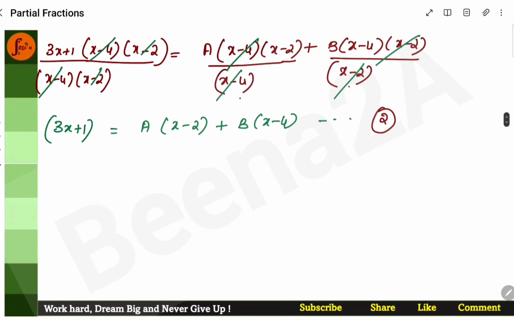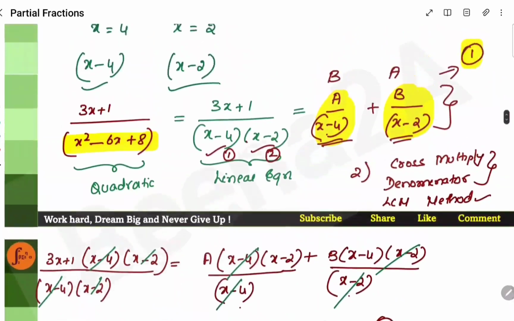Now, what is the next step? We have to substitute, right? What do we have to substitute? X. Now, how do we know the values of x? Simple. Here you have x minus 2. So we'll put the opposite sign. It's minus 2, we'll put plus 2. This is one value. Second value of x here. Here you have minus 4. We'll take the opposite sign, plus 4. So first time we'll substitute with 2. Second time we'll substitute with 4. We'll get the value of a. We'll get the value of b. And then put those values in equation 1.